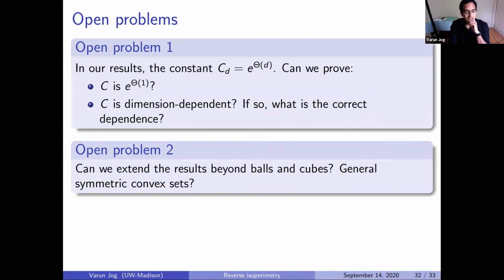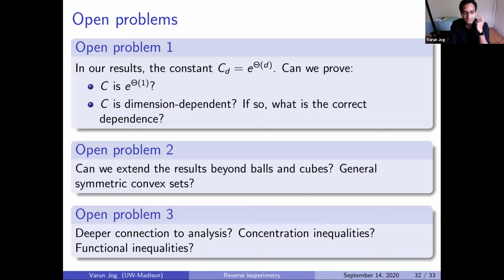And the third question is, is there any way to approach these results from the analysis side? I just feel it's kind of odd to have a result where you're using things like the inscribed angle theorem. There must be a way to prove these results starting from some more abstract notion of some functional inequality which implies these. That might be something worth looking at.